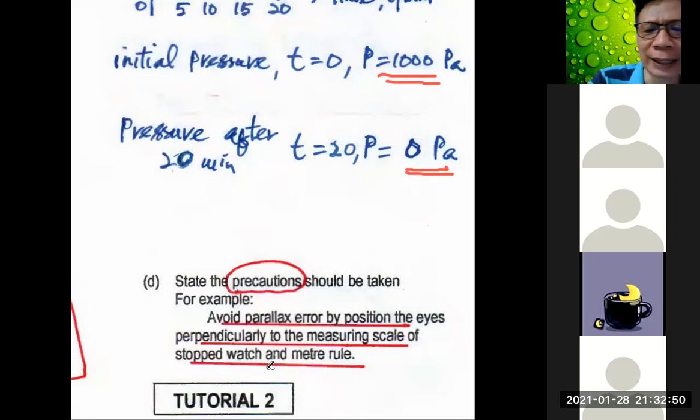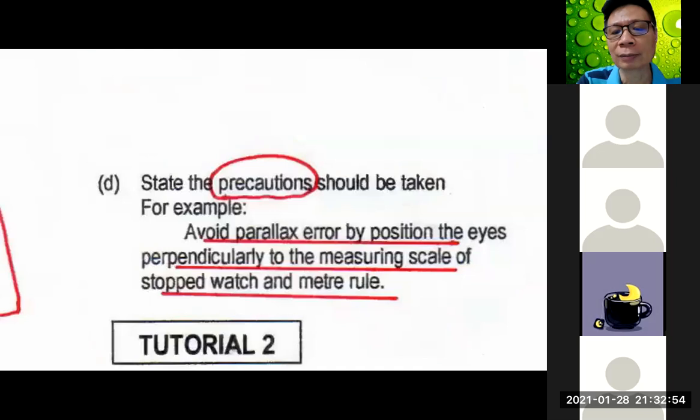What is the meaning of parallax error? Class, do you all know or not? In lower form, did you all learn it or not? What is parallax error? Isabel, do you know what parallax error is?